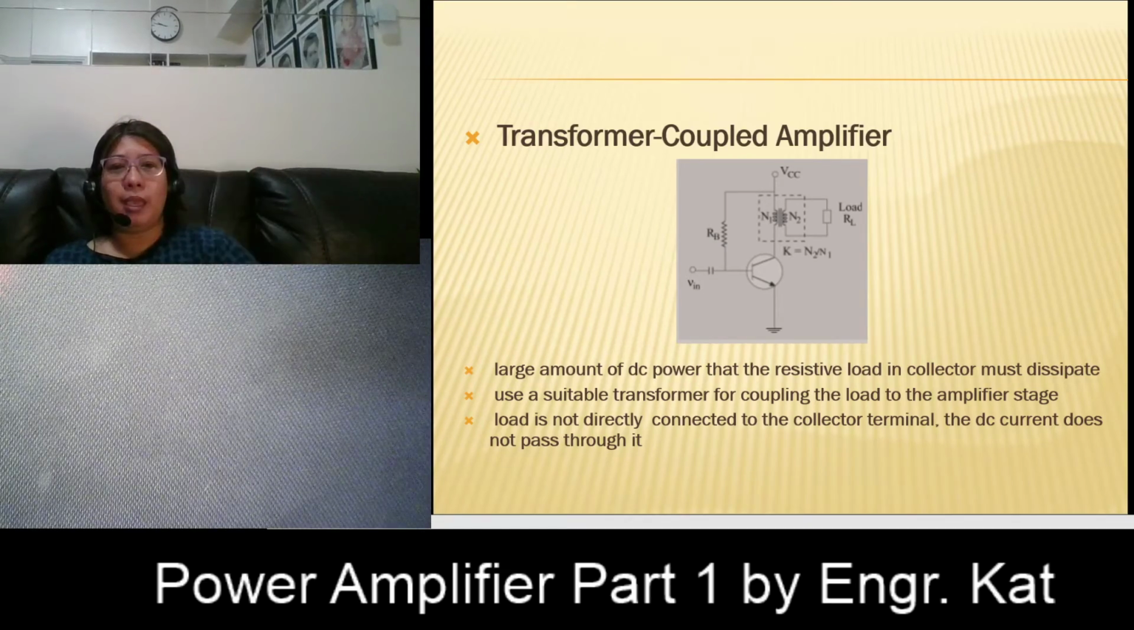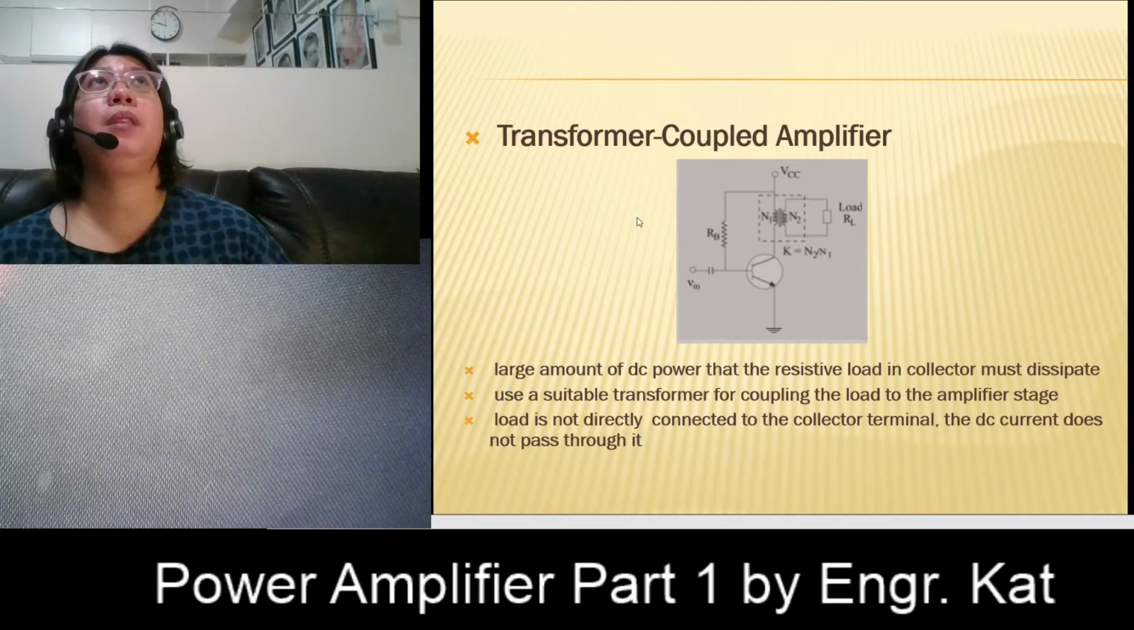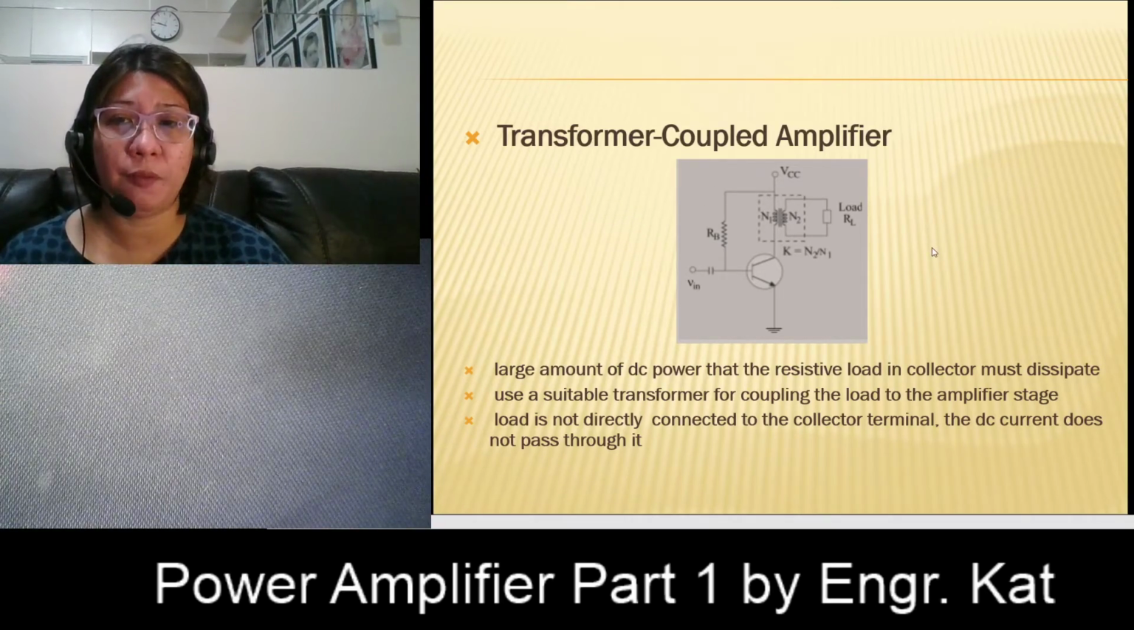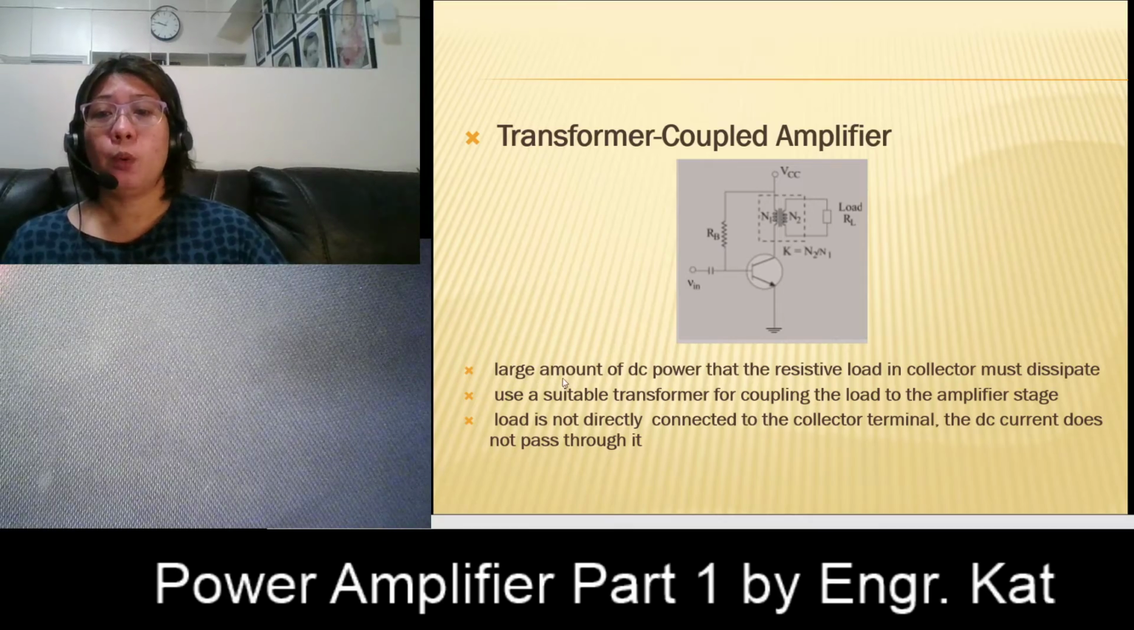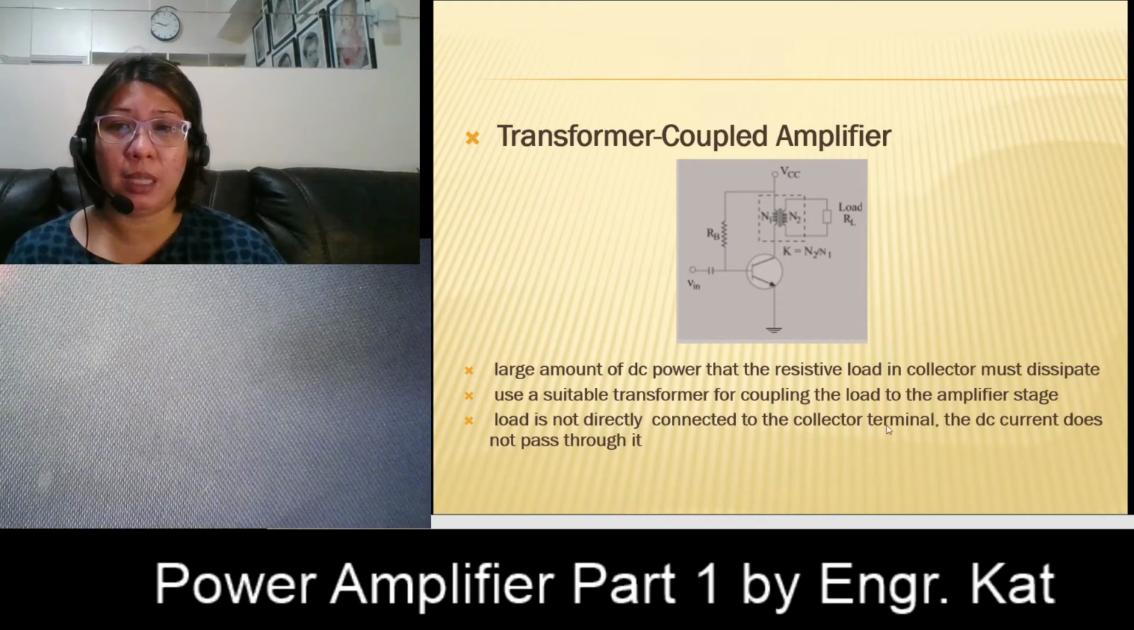right away half of your power is already lost in the resistor. Okay, so let us do something about that. We have here still class A, but this time this is a transformer coupled amplifier. Okay, so we have a large amount of DC power that the resistive load in the collector must dissipate.